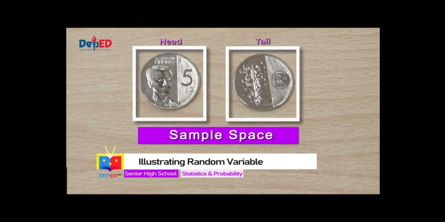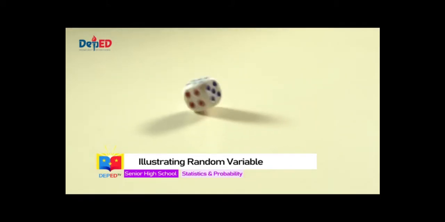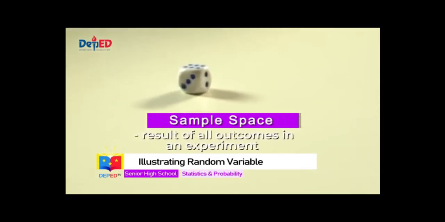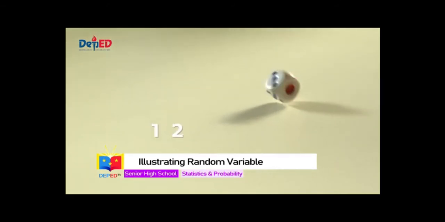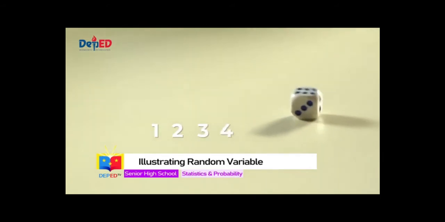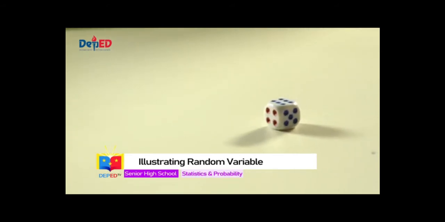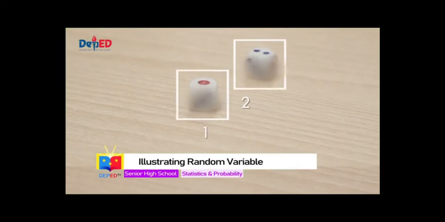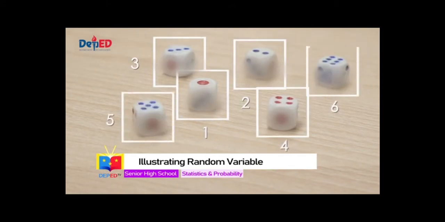Let's have another experiment. When we roll a die, what is the sample space? Remember, sample space is the result of all outcomes in an experiment. If your answers are 1, 2, 3, 4, 5, or 6, your answer is correct. Thus, the sample space of rolling a die are 1, 2, 3, 4, 5, and 6, because these are the possible outcomes when rolling a die.